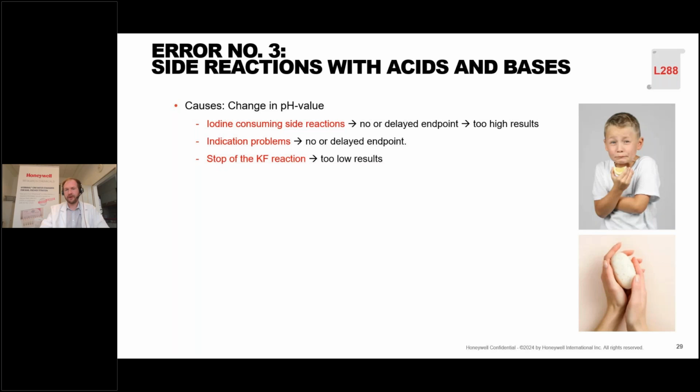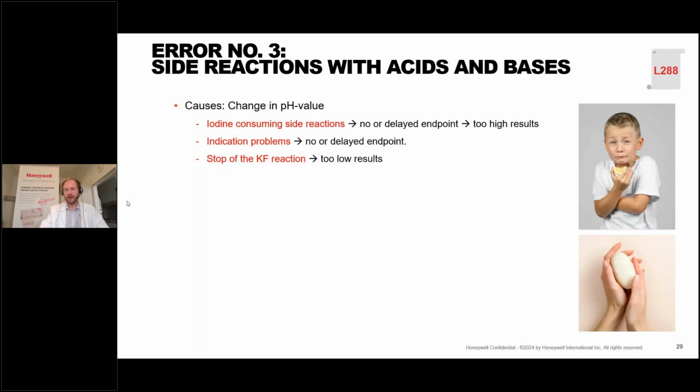is the influence of acids and bases, which are known to be problematic for proper Karl Fischer titration as well, since they can cause iodine-consuming side reactions, which will result in no or delayed endpoints and indication problems. Finally, acids can decrease the pH value of the Karl Fischer medium to the point that the Karl Fischer reaction will stop and the obtained result will be too low.